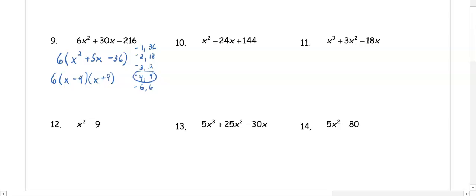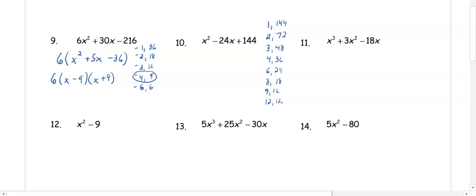In number 10, we have x squared minus 24x plus 144. So numbers that multiply to 144 are 1 and 144, 2 and 72, 3 and 48, 4 and 36, 6 and 24, 8 and 18, 9 and 16, and 12 and 12.